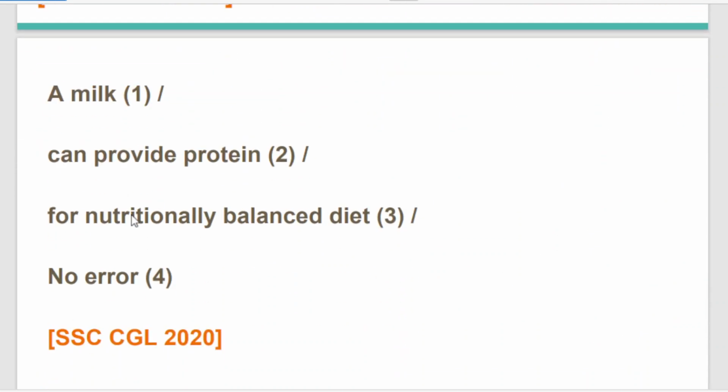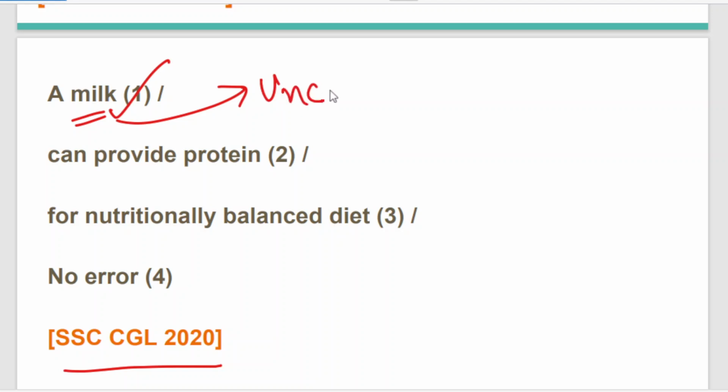A milk can provide protein for nutritionally balanced diet. This question has come on SSC CGL 2020. Now this is a very easy question, and we can clearly see that the error is lying in part 1. Why? Here we can see milk. Now what is milk? Milk is an uncountable noun.